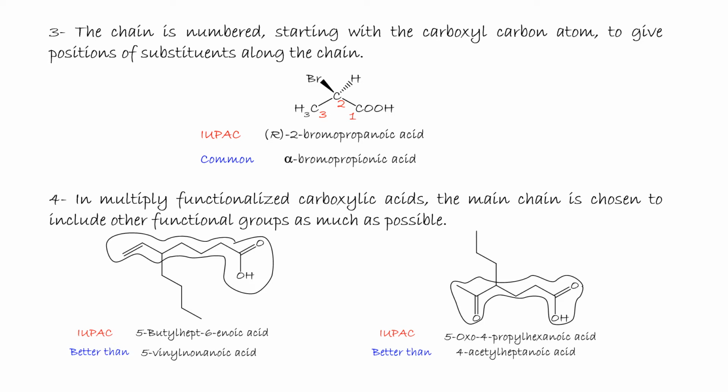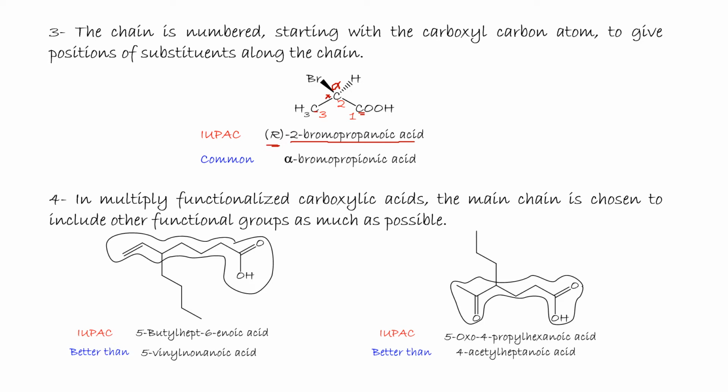So we have here 3 carbons, 1, 2, 3. We name number 1 the carbon of the carboxylic group. So it will be 2-bromopropanoic acid. Common name, alpha: so alpha-bromopropionic acid. Since we have here a chiral center, this carbon is R, so it's (R)-2-bromopropanoic acid.